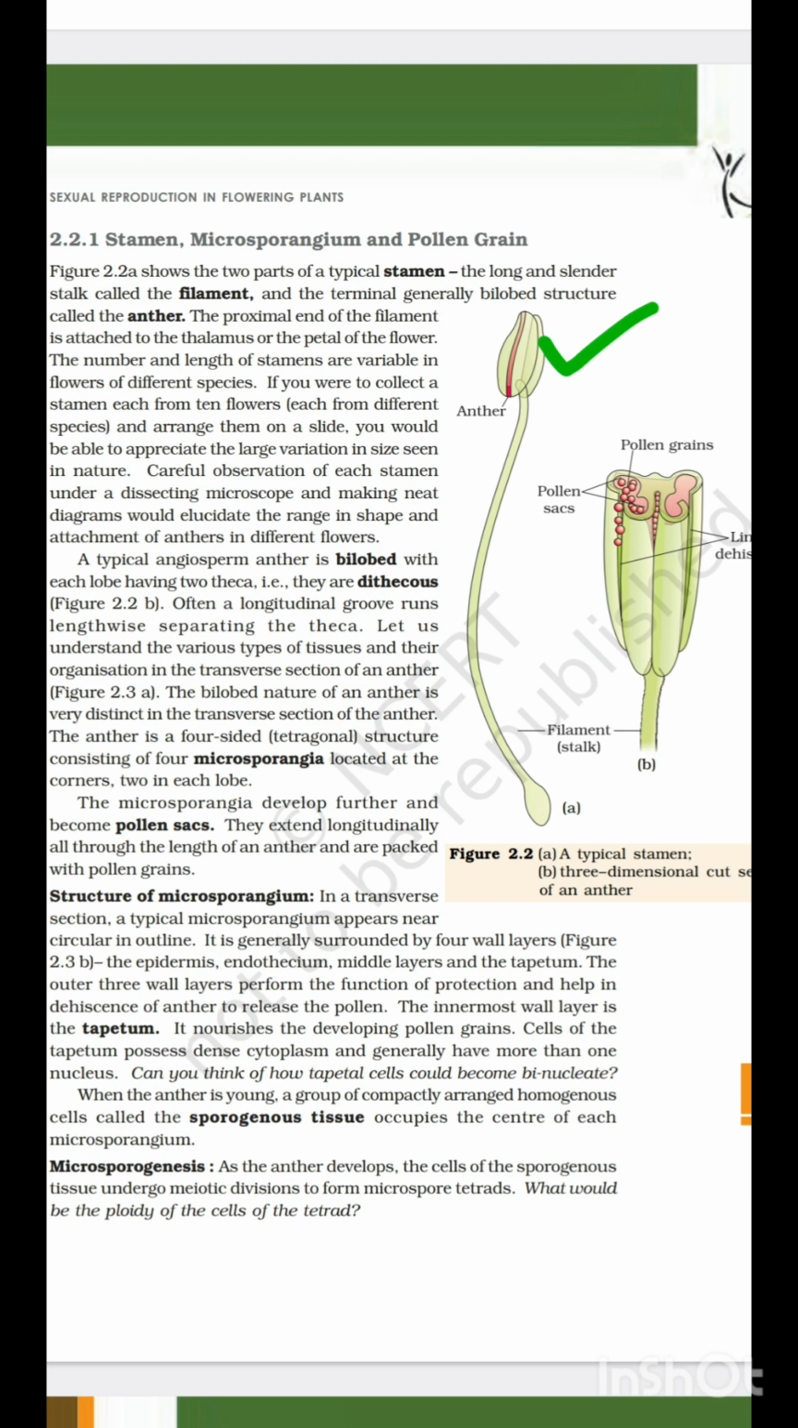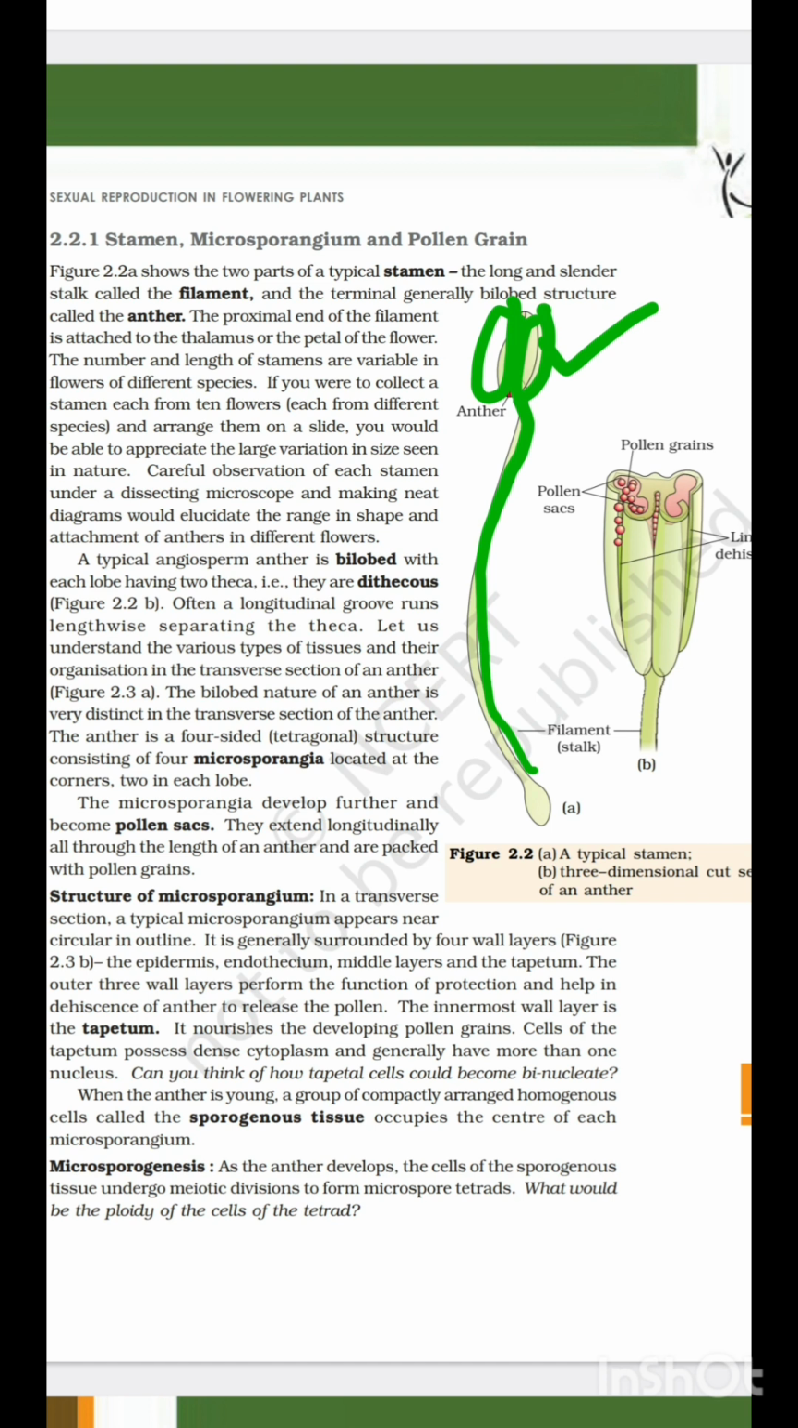A stamen consists of a long slender stalk, which is the filament, and a terminal bilobed anther. Bilobed means it has two lobes. The proximal end of the filament is attached to the thalamus or petal of the flower. The number and length of stamens are variable in flowers of different species.